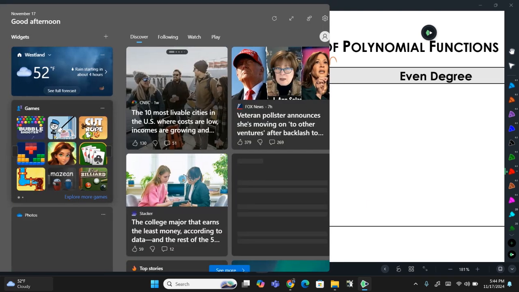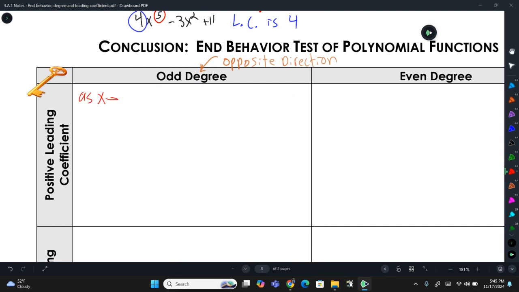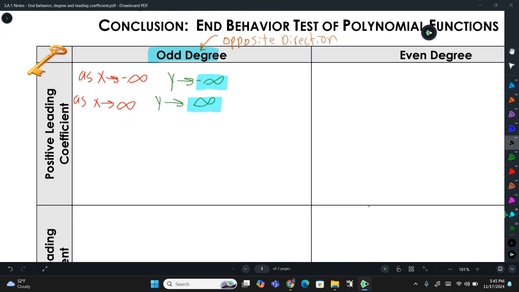So as x approaches negative infinity, remember that means the left side, y approaches negative infinity, remember that means goes down. Now as x approaches positive infinity, y approaches positive infinity. An odd degree, the ends go in opposite directions. Look at one, y goes down to negative infinity, one y goes up to positive infinity. So an example of a graph that would look like this could be something like this. And back in Unit 1, we saw something like that.